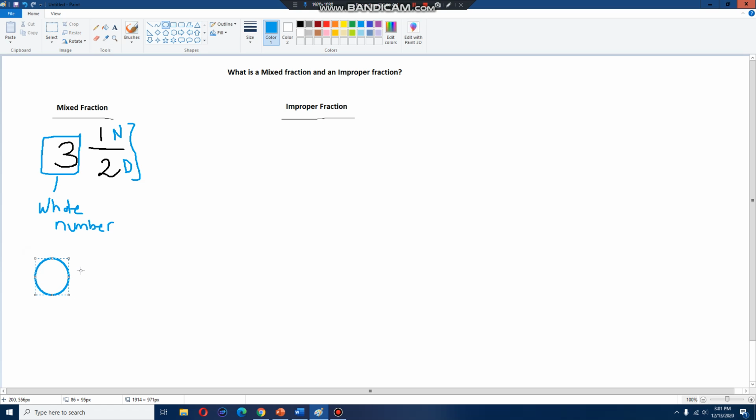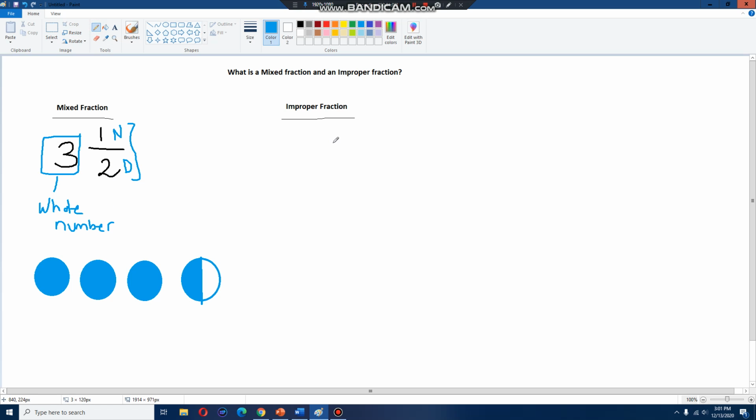Now, if I draw this out, this is what it's going to look like. For example, pizza pies. You've got 3 whole pizza pies of equal shapes, and you have 1 pizza pie here, which is going to be cut in half. And there we go. This is what 3 1/2 looks like in a visual form. So, whole number in the front, and of course a fraction, numerator, denominator, next to it.